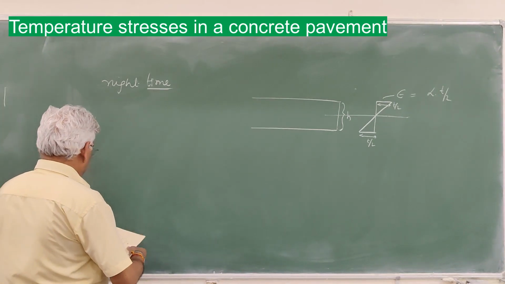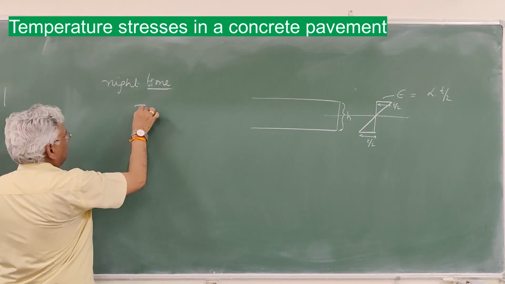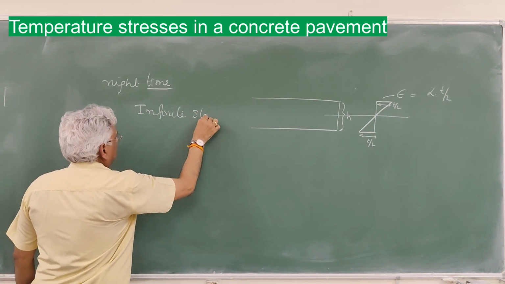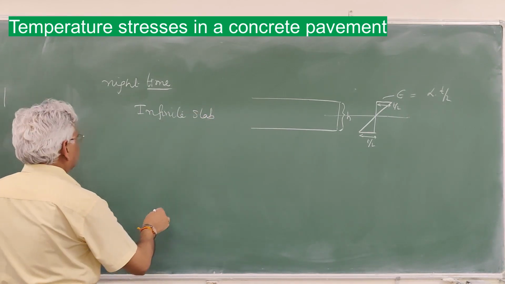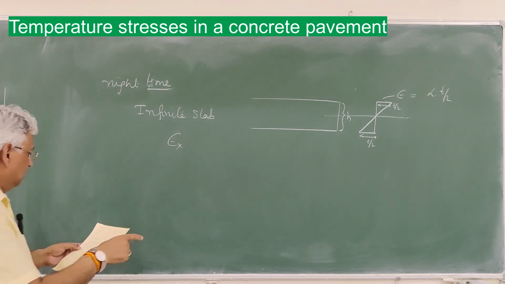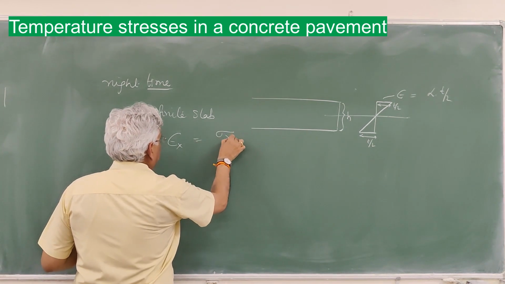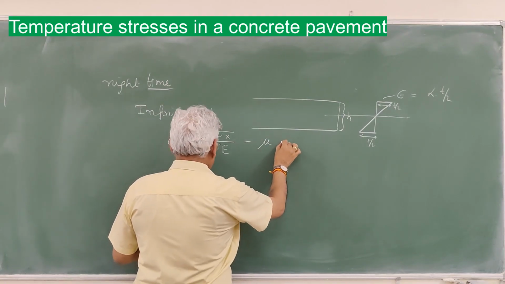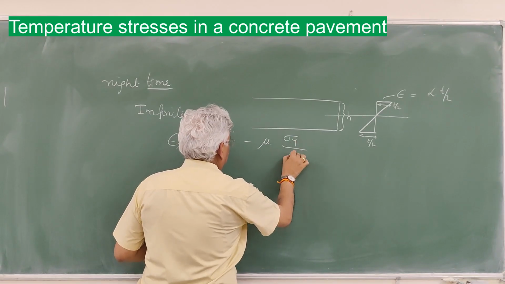Now if you assume that the slab is an infinite slab, then the strain in x direction will be equal to stress in x upon E minus mu into stress in y direction upon E.